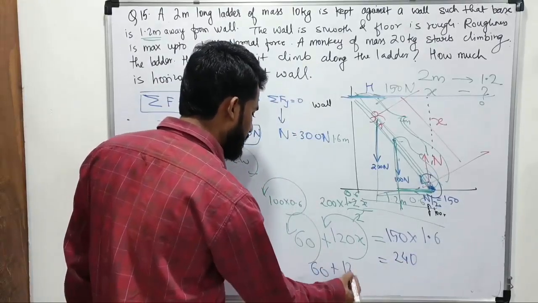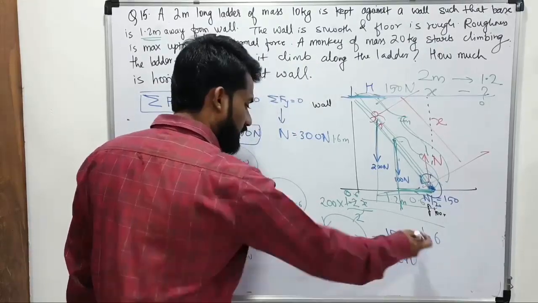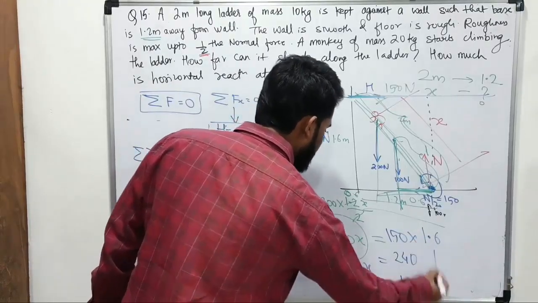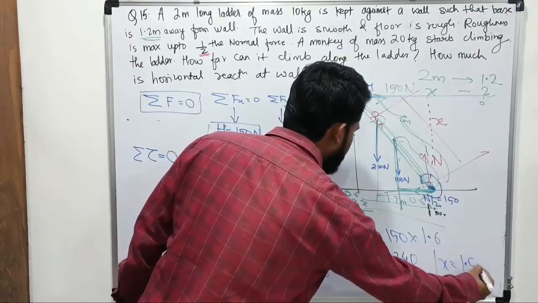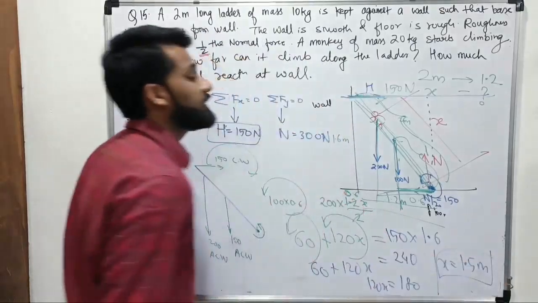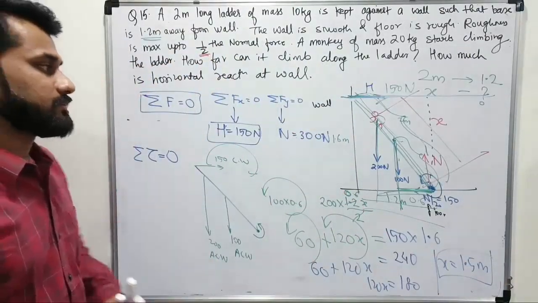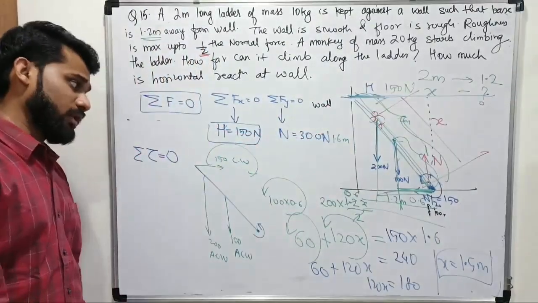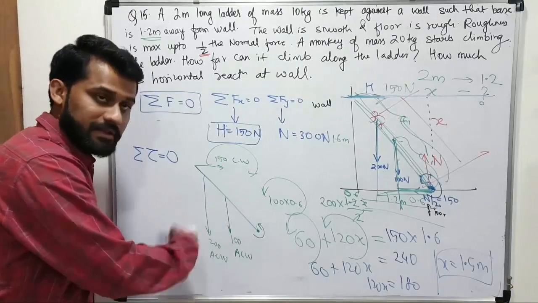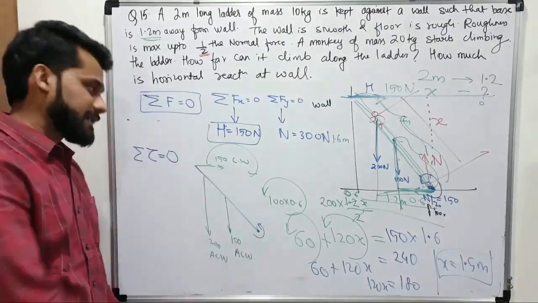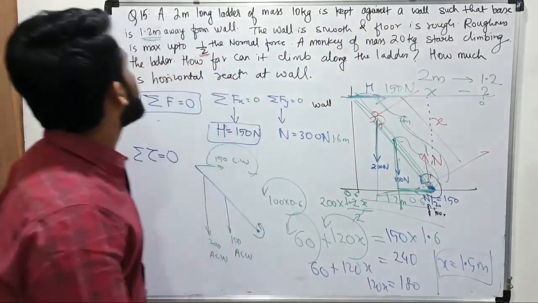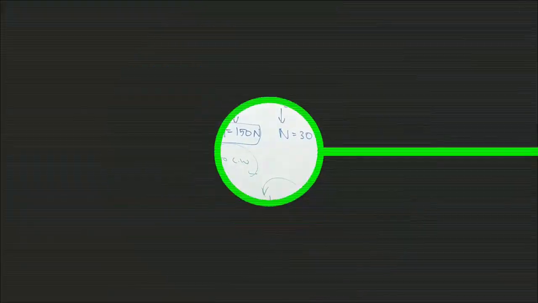60 plus 120x equals 240. So 60 will go to the right side. वो हो जाएगा 180 is 120x. Therefore, x equal to 1.5 meter. The monkey can travel maximum up to 1.5 meters. Because if you go beyond 1.5, this counterclockwise will increase and the light is going to slip further. So the answer for question number 15 is 1.5 meters.